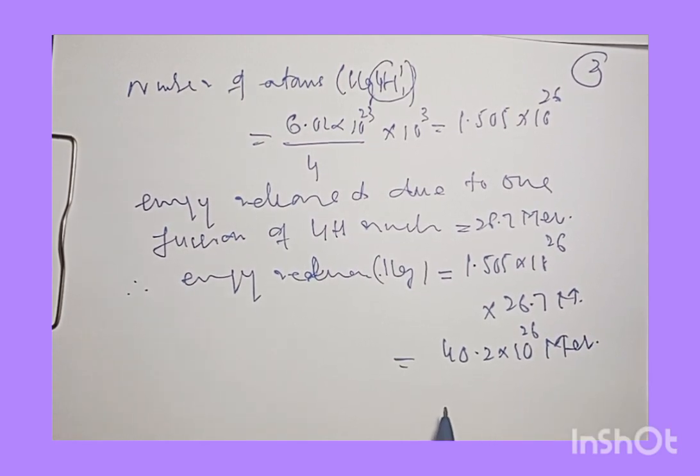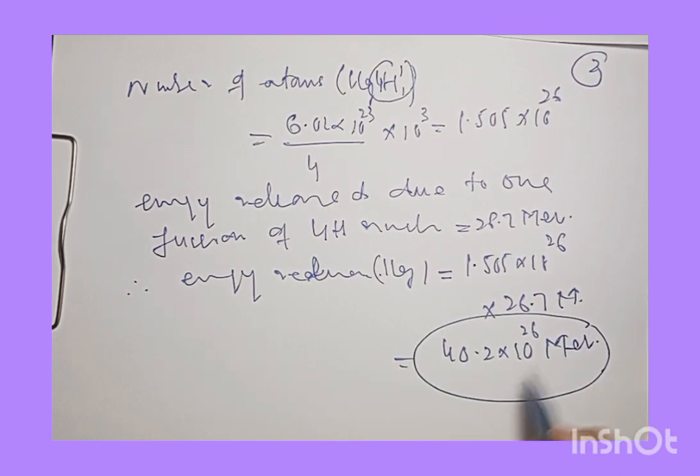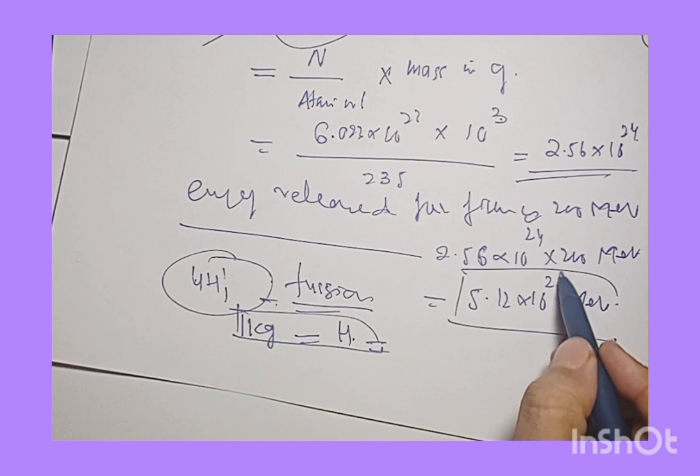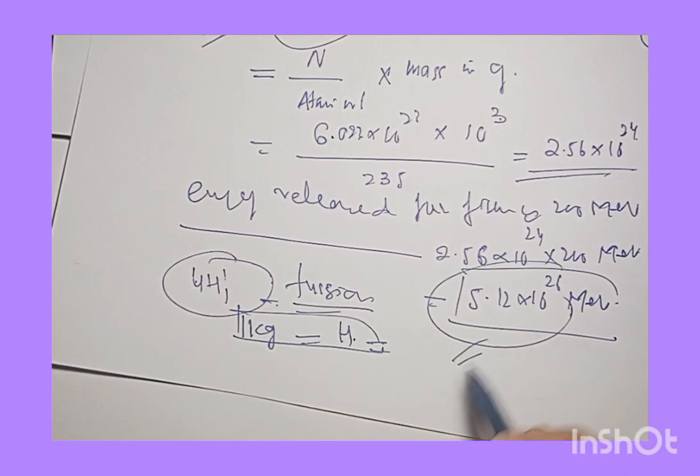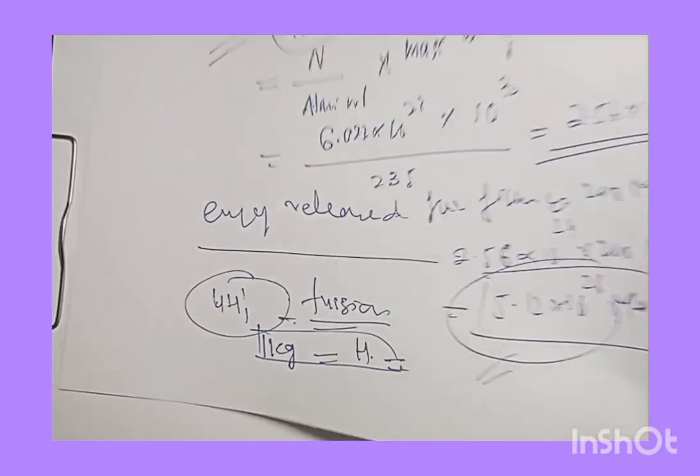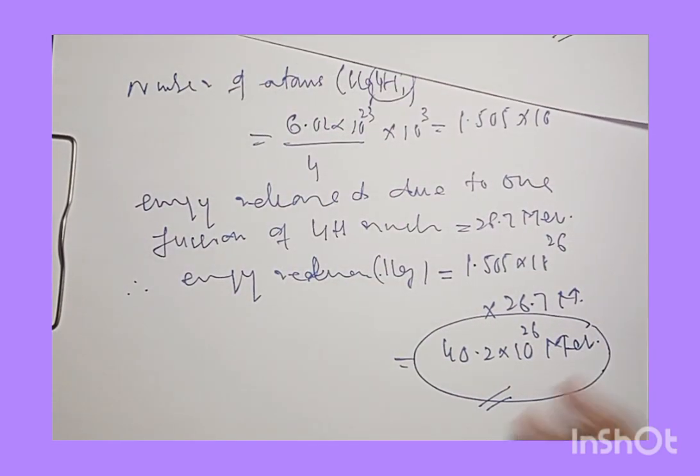And we can see here that the energy released by fusion is about 40 times 10 to the power of 26, and the energy released by fission is 5 times 10 to the power of 26. So here we understand that the energy released due to nuclear fusion is large in comparison to the energy released due to nuclear fission.